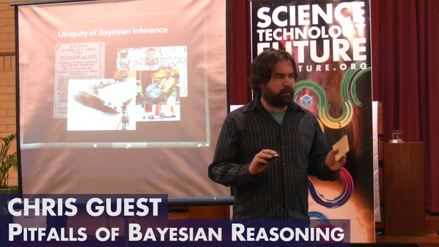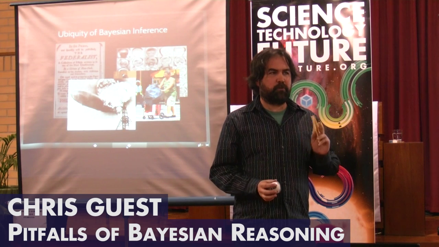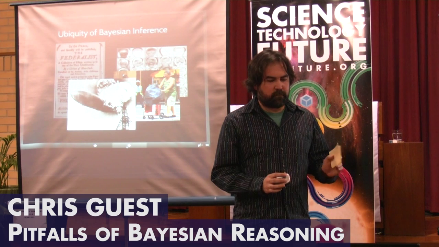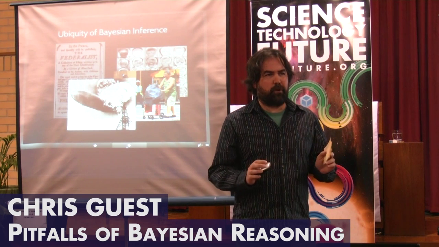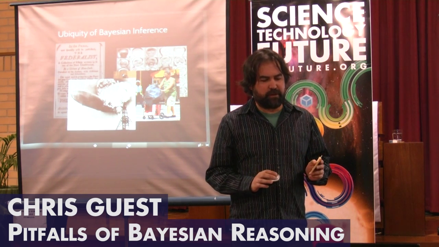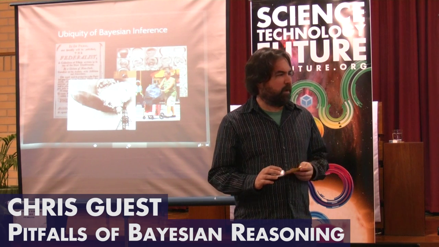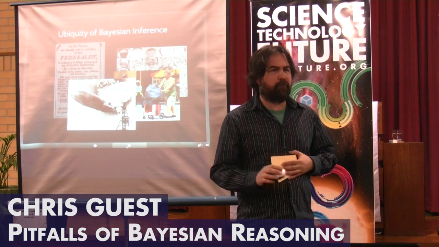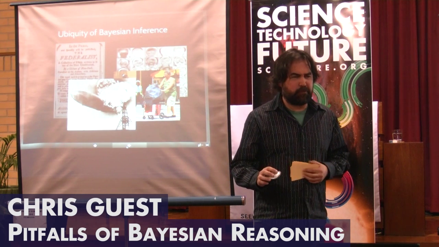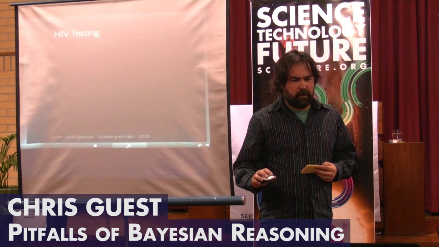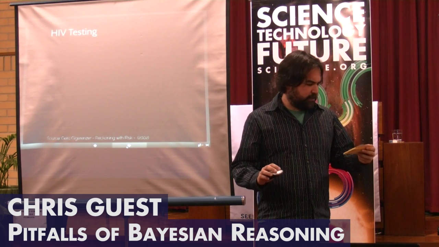I've called the talk Pitfalls of Bayesian Reasoning. I'm not trying to undermine the idea of Bayesian reasoning, but I'm perhaps going to work through some rather strange examples. First off, I want to go through a fairly pedestrian and acceptable example of how it all works. We'll talk about HIV testing.